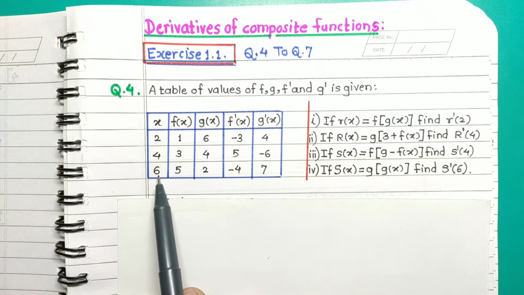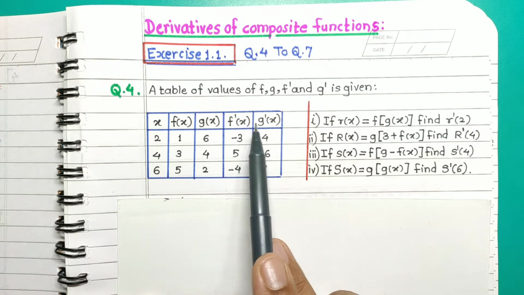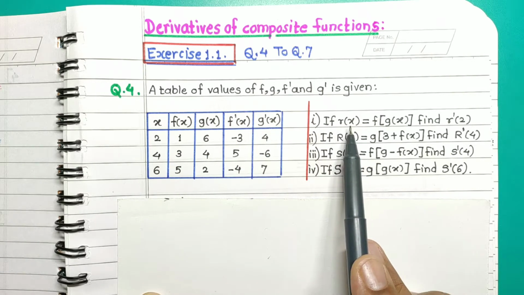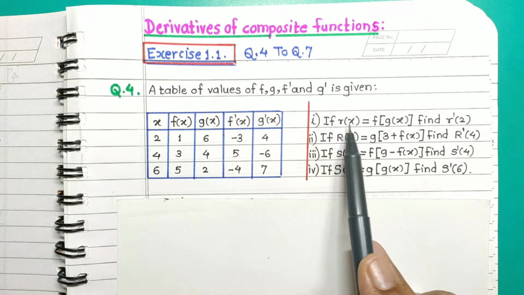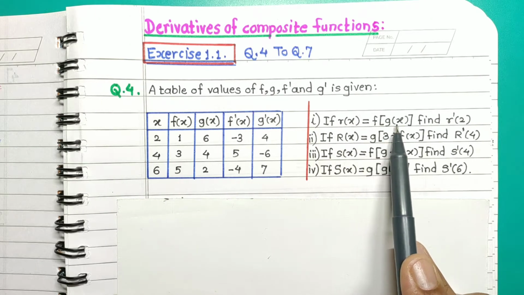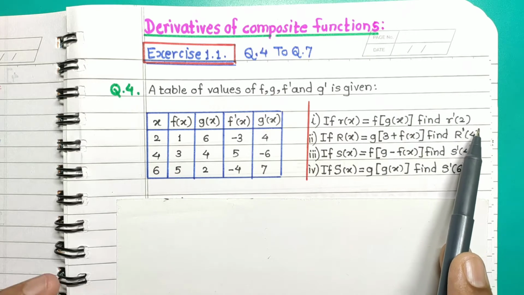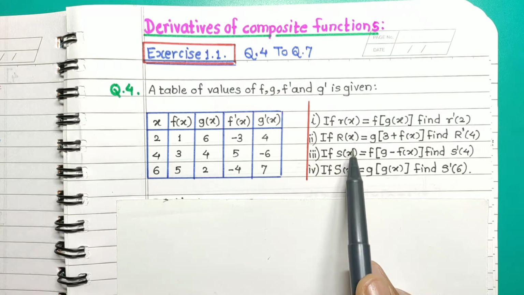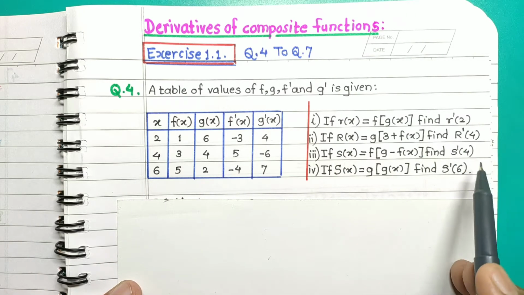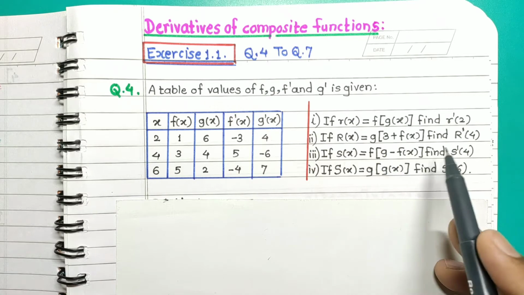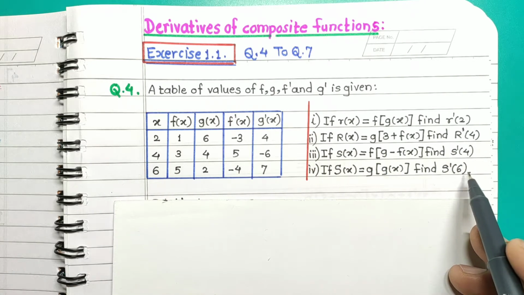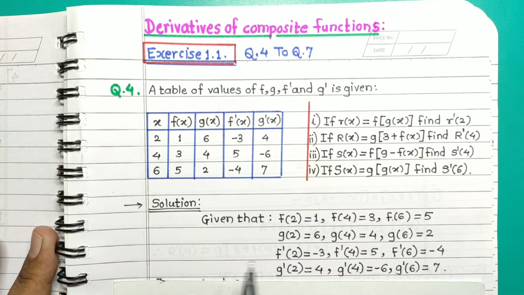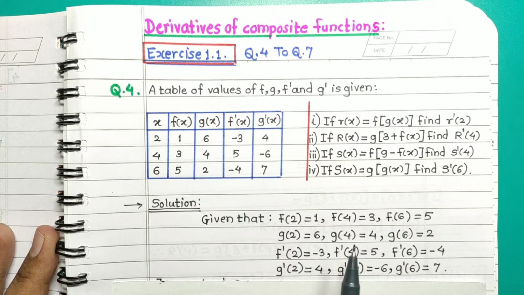See here, values of x, f of x, g of x, f dash of x and g dash of x are given here. And the first sub question is, if r of x is equal to f of g of x, find r dash of 2. And in the remaining sub questions also we are given some functions and we have to find the derivative of these functions at some particular point. So in the solution, first of all you write down all these given values from the table.